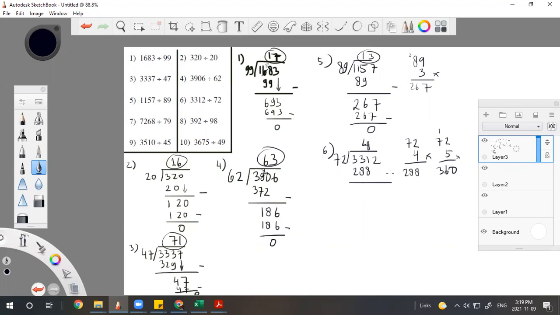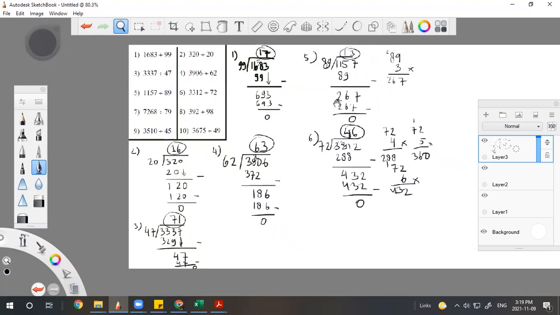288. And when you subtract, borrow, 11 minus 8 is 3, and 2 here, borrow, 12 minus 4 is 8, is 4. 432. Let's try to do some more. 72 times 6. Let's try. 12, 432. So the answer will be 432. Subtract, and the final answer, or the quotient, means the result. The quotient is 46.